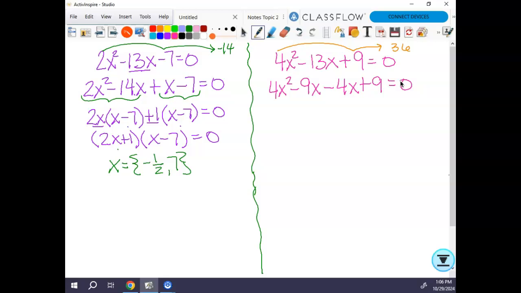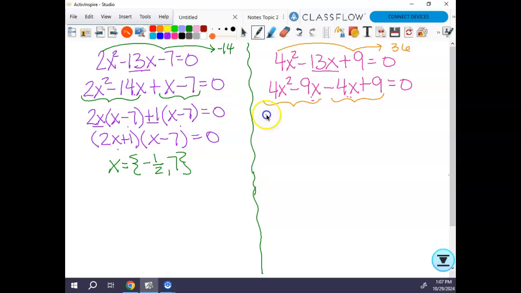Now, does it matter if I do 9x first and then 4x or the other way around? Doesn't matter either way. We just want to make sure that these two always combine back to give me that. If not, then we can't move forward. So then we are going to factor by grouping. Out of these two, what's my GCF?